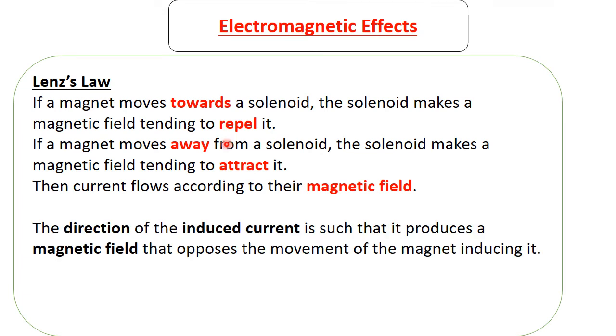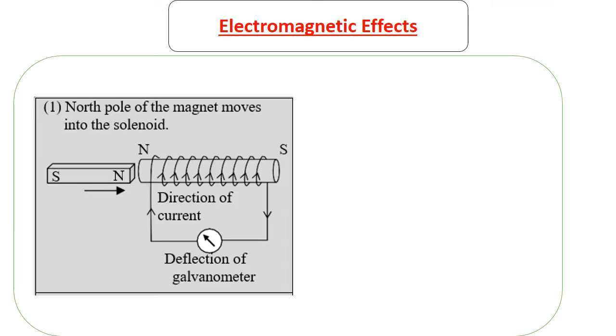Before I do that, Lenz's law states that the direction of the induced current is the current that is introduced in the wire because of the movement of the magnet towards the wire. So the direction of the induced current is such that it produces a magnetic field that opposes the movement of the magnet inducing it. Okay, so it will become clear soon.